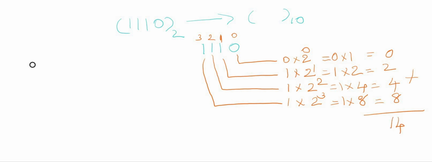So we will get 1110 binary equivalent decimal is equal to 14. So that answer is correct. Now let's do another example, the third one. Convert decimal number 29 to its equivalent binary number.